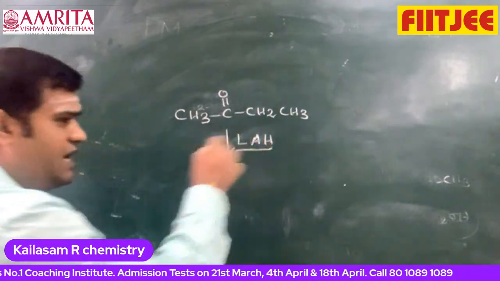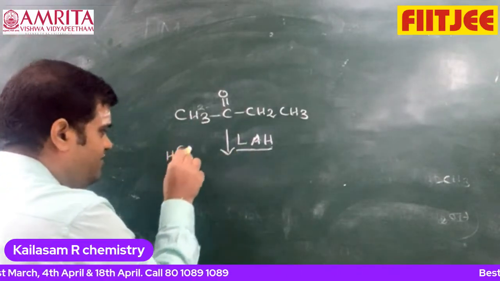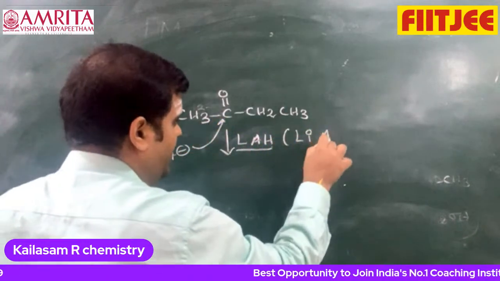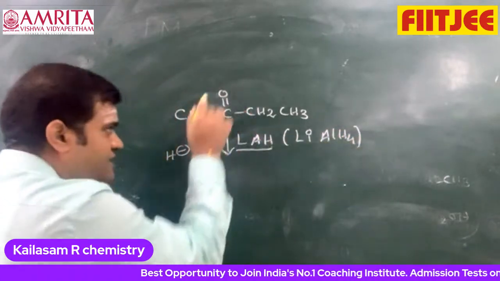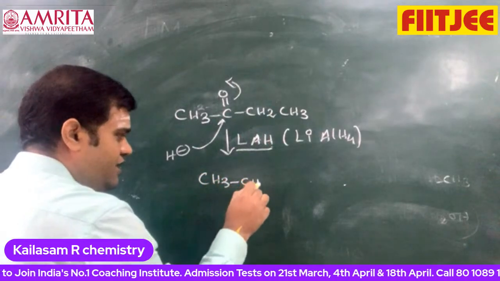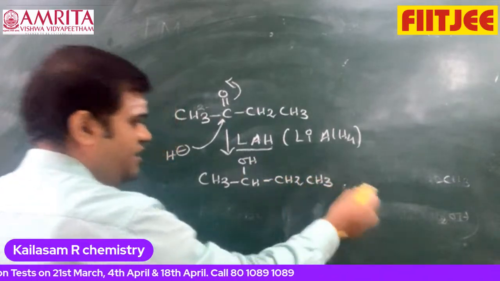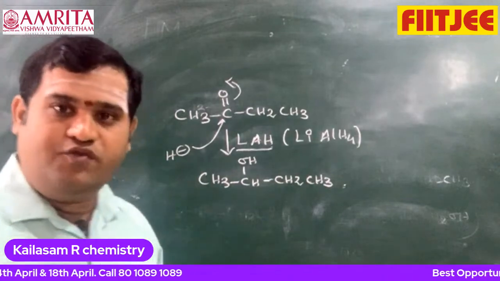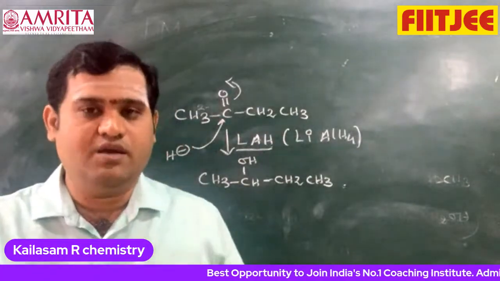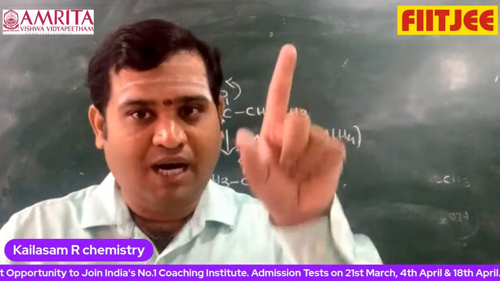Now, when I'm taking CH3, C double bond O, CH2, CH3, and I'm going to use LAH. What is this? LAH is called lithium aluminum hydride. Obviously H minus comes from lithium aluminum hydride. We can write LiAlH4. H minus attacks, therefore the bond breaks. Afterward, hydrolysis, and we can write CH3, CHOH, CH2, CH3. Lithium aluminum hydride can reduce a carbonyl compound into an alcohol. It also reduces ester into alcohol, and carboxylic acid into alcohol.